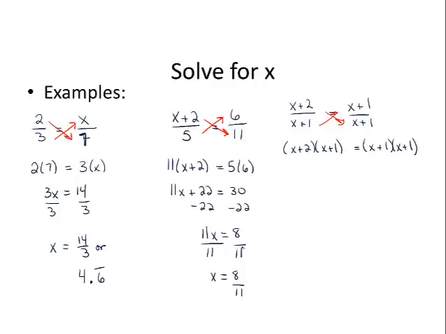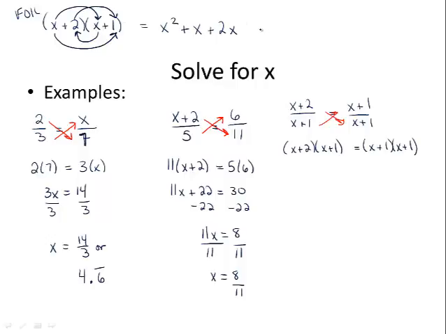Do you guys remember FOIL? Does anybody need it? Okay. So what I have is when I have two binomials, I have to do what's called FOIL. So I multiply the first, that's the F. So x times x gives me x squared. And then I multiply the outside, so x times 1 is x. And then I multiply the inside, x times 2 is 2x. And then I multiply the last, 2 times 1 is 2.